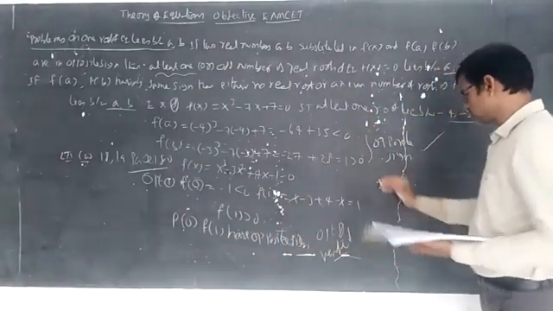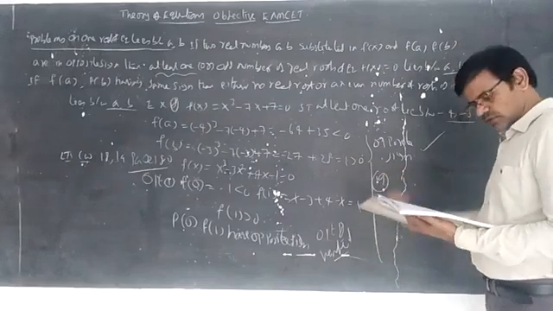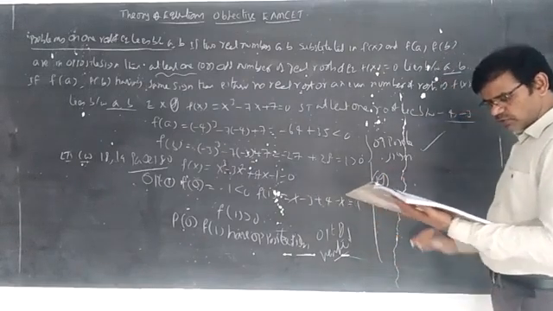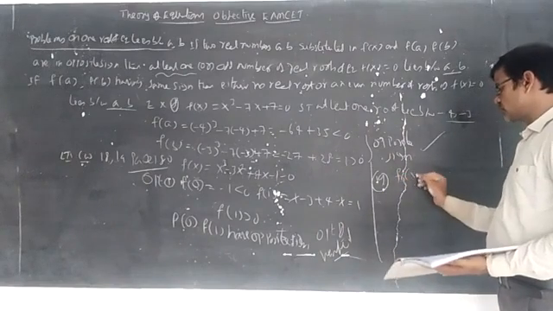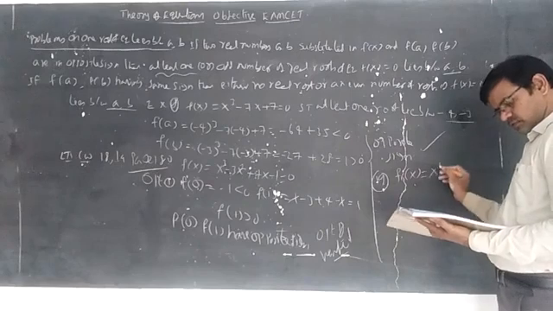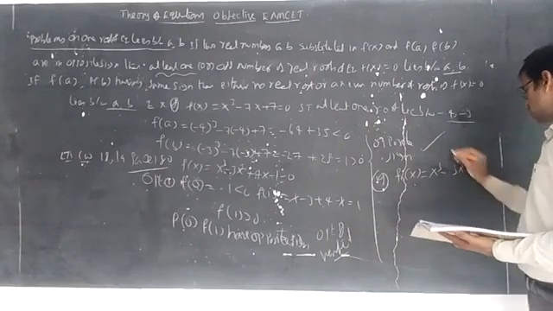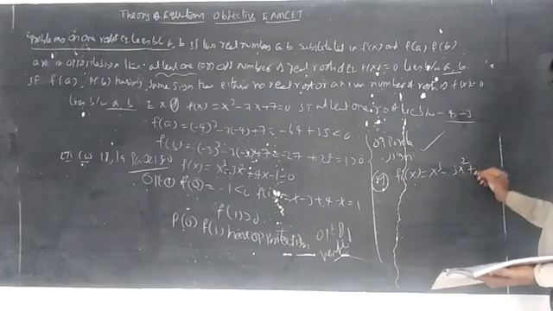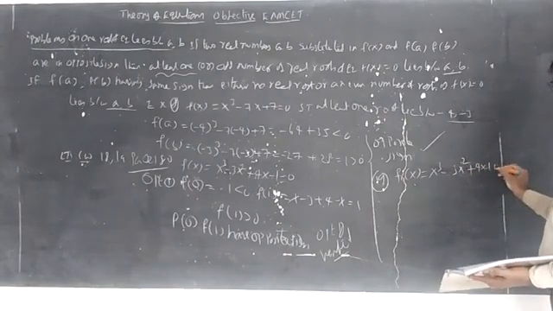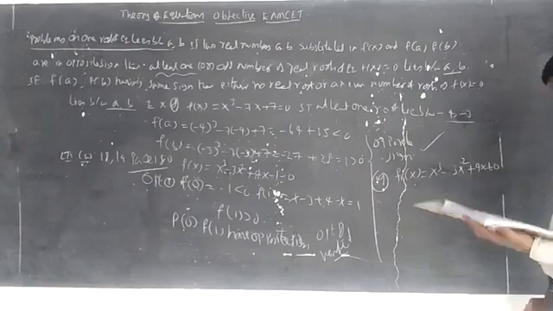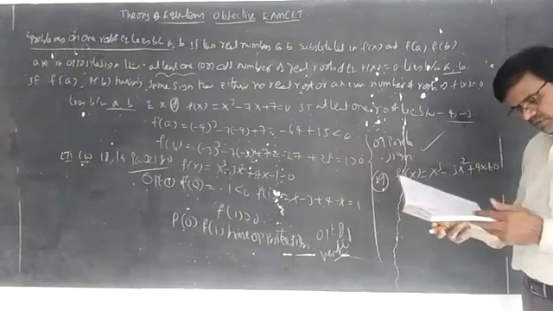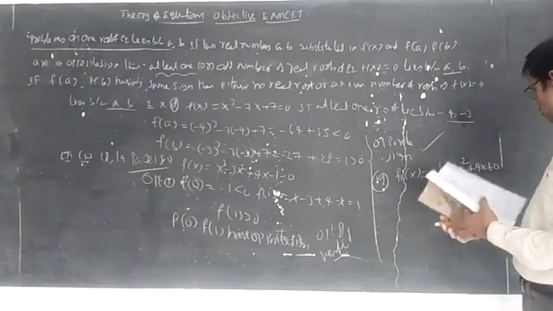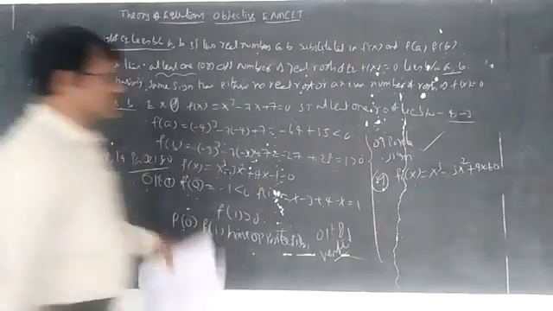Now the 19th question. Assertion: one root of x cube minus 2x square minus 1 lies between 2 and 3. Take the function f of x equal to x cube minus 2x square minus 1 equal to 0, lies between 2 and 3. He is asking 2 and 3.